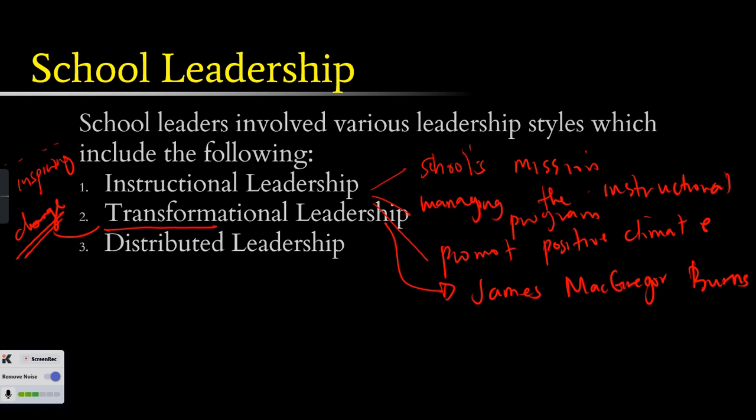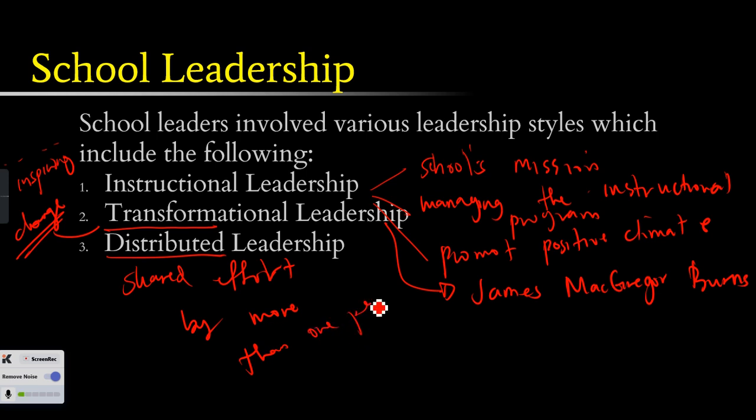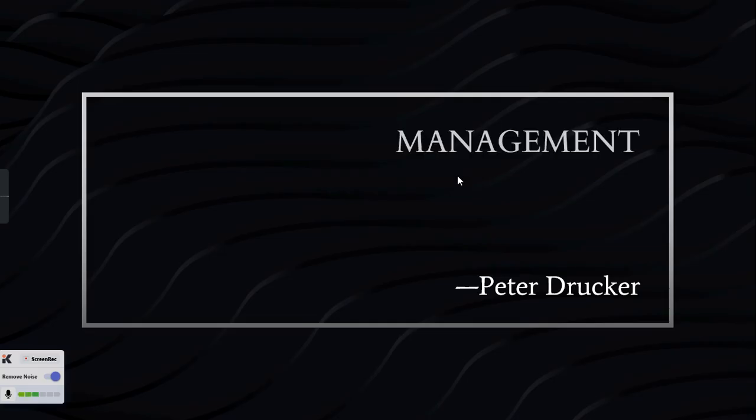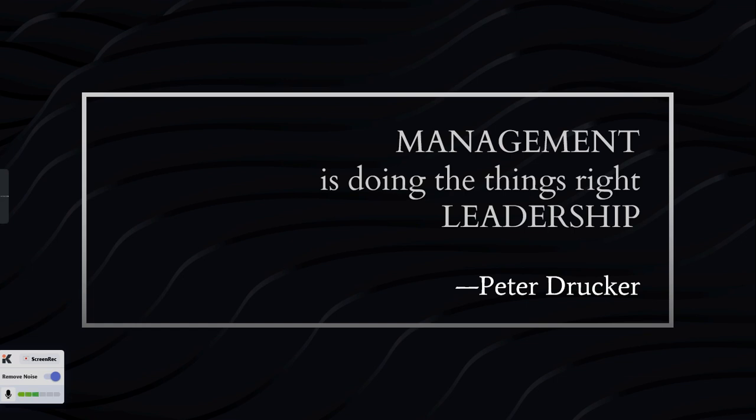So next, distributed leadership. This is all about shared effort by more than one person. Di ba, distributed nga, not one person. So it serves the interest of systematic thrivability by promoting patterns of joint optimization of shared vision, values, and individuals. Okay, so that would be all for the three leadership styles. Again, we have the instructional leadership, transformational leadership, and distributed leadership. According to Peter Drucker, management is doing the things right, and leadership is doing the right things.